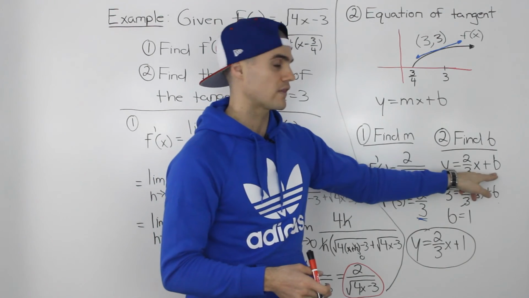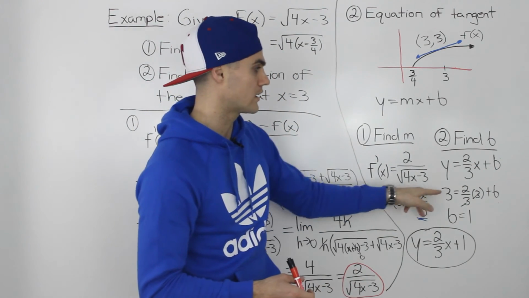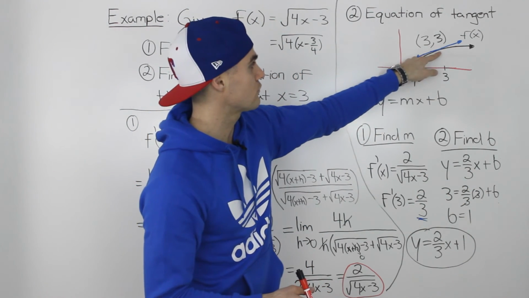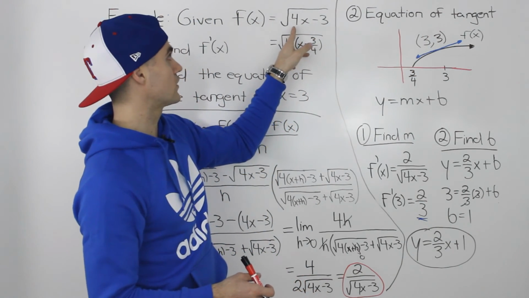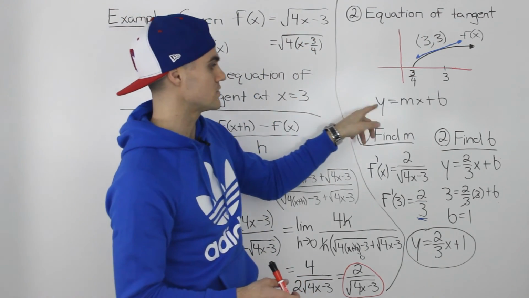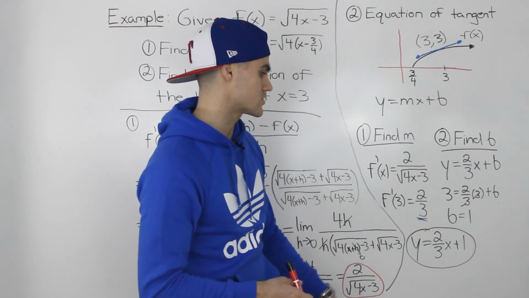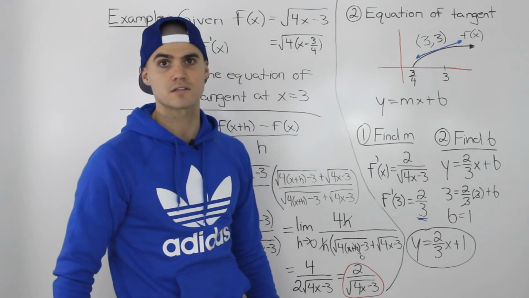And then we have to solve for that b value in the linear equation. So we need a coordinate that we can plug in, x and y. Well, we know at an x value of 3, a y value of 3 would occur on this function. So we just plug in 3 for x, 3 for y, simplify, we get that b value of 1. So then our final equation of the tangent is y equals 2 over 3x plus 1.